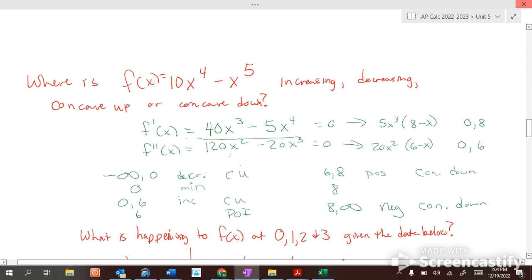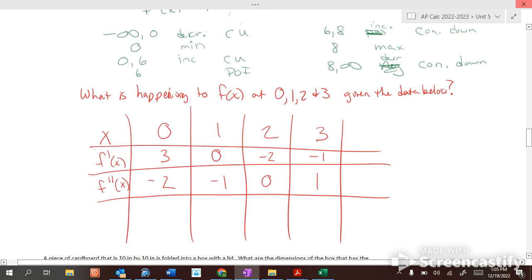Here, this is a point of inflection because it changes concavity, but the slope is increasing and then back to decreasing slope. So it's not a min or max. But here, it goes from increasing slope to decreasing slope, so this must be a max. Okay, so that's how you use derivatives to test.